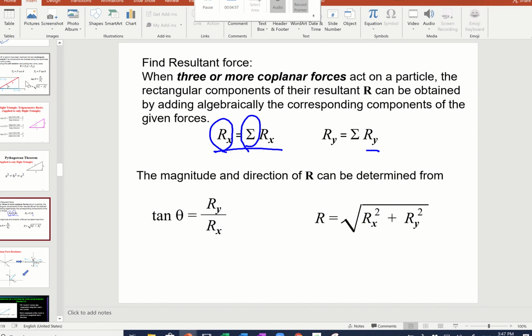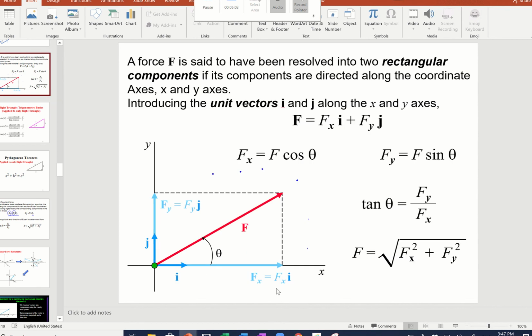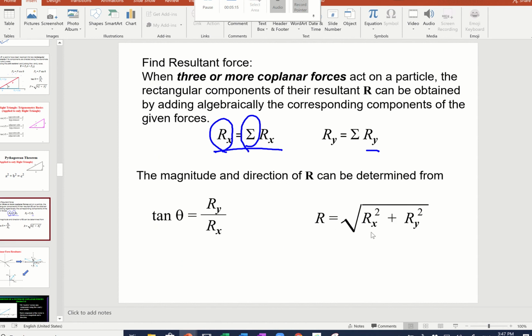And now, go back to thinking about this. If you already know the summation of x and the summation of y, can you find a resultant? Yes, we can. We're going to use the Pythagorean theorem, right? So the resultant magnitude will use this equation: Rx squared plus Ry squared, take the square root. Pythagorean. And that's the magnitude. How about direction?